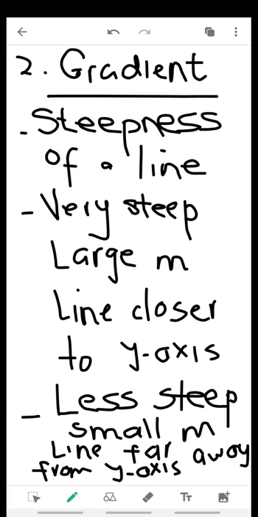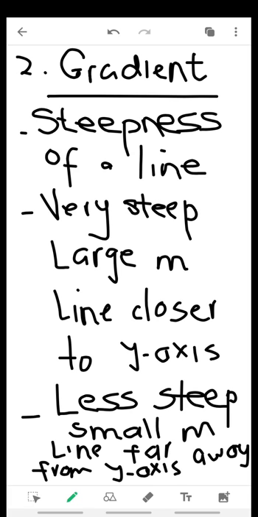So in our maths, what are we saying? We are saying that is what we call the gradient. Straight lines have gradients, or they have steepness, and the steepness varies for different lines. If you have a straight line, the closer it is to the y-axis, we say it is more steep than a line which is far away from the y-axis.